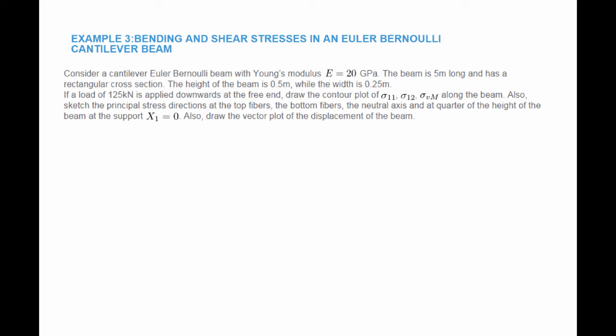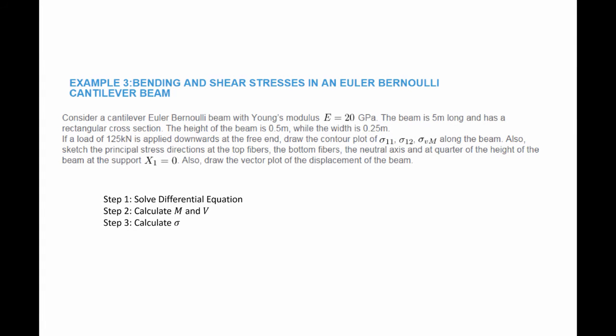We want to draw the contour plots of sigma o1, sigma o2, and sigma von Mises along the beam. Also, we want to sketch the principal stress directions at the top fibers, the bottom fibers, the neutral axis, and at quarter of the height of the beam at the support. We also would like to draw the vector plot of the displacement of the beam. To solve these problems, first I need to solve the differential equation, calculate M, the moment, and V, the shear force, then calculate the stresses.